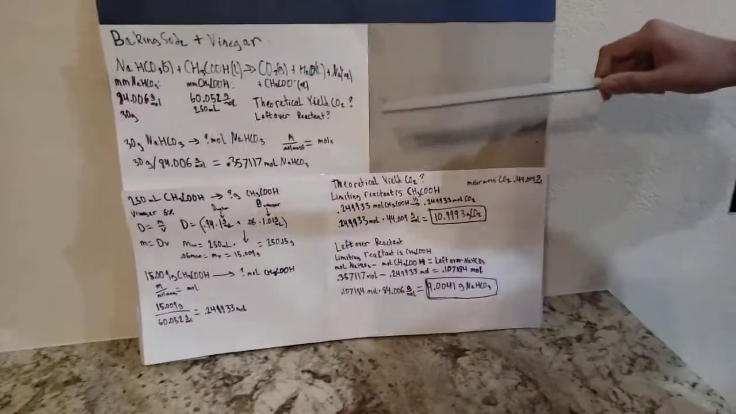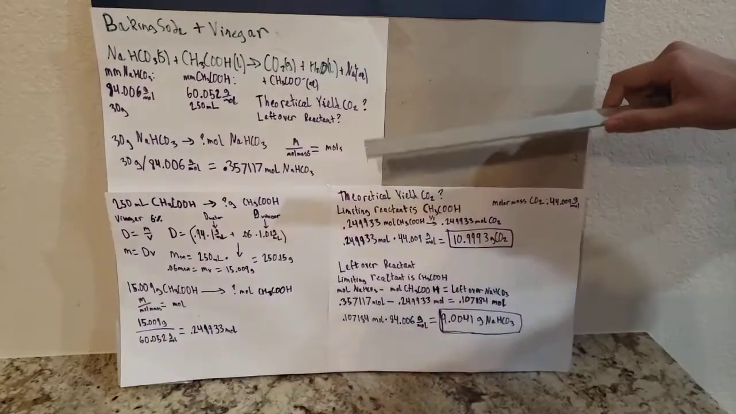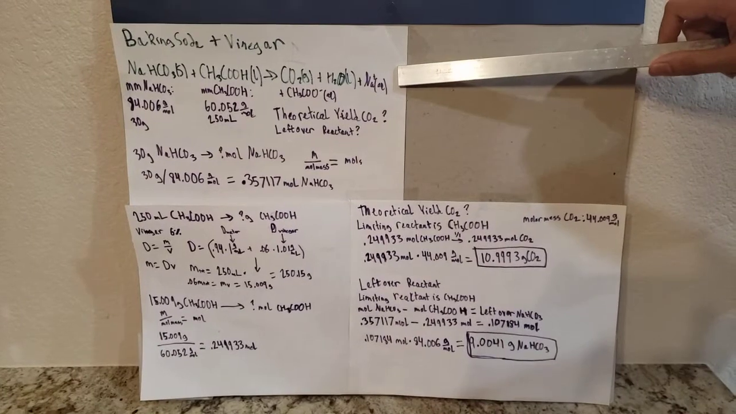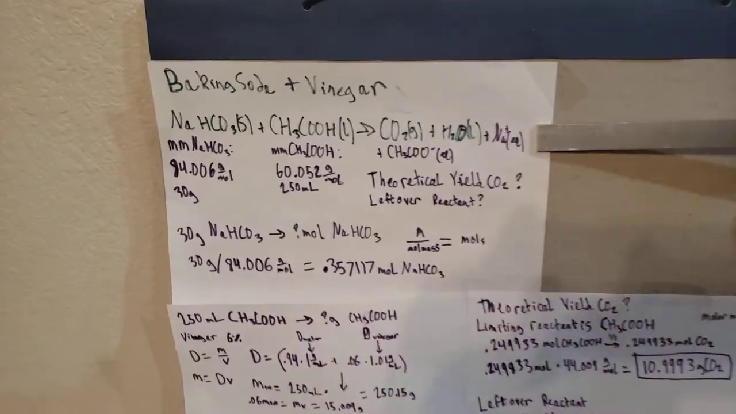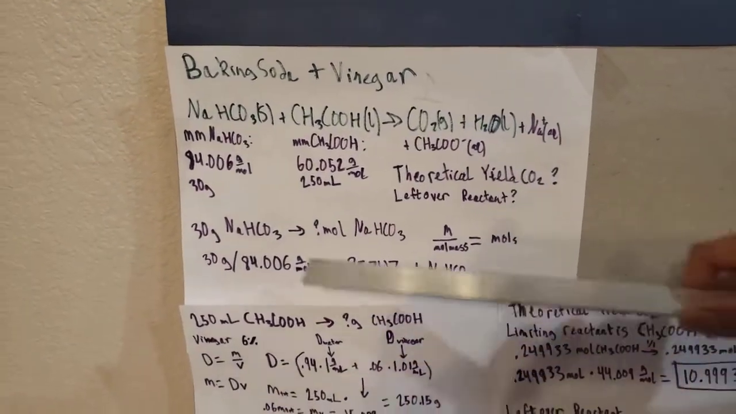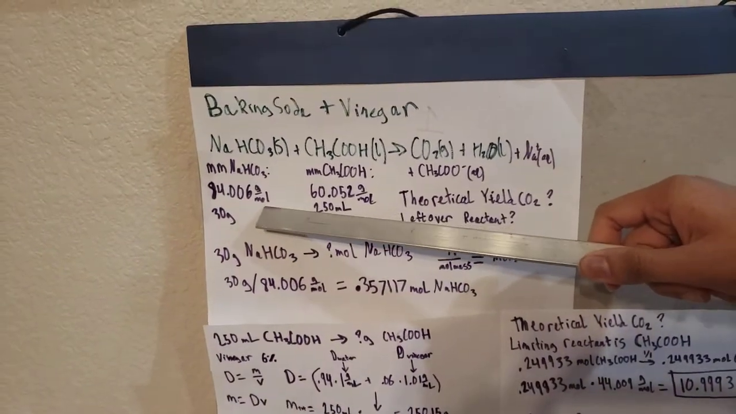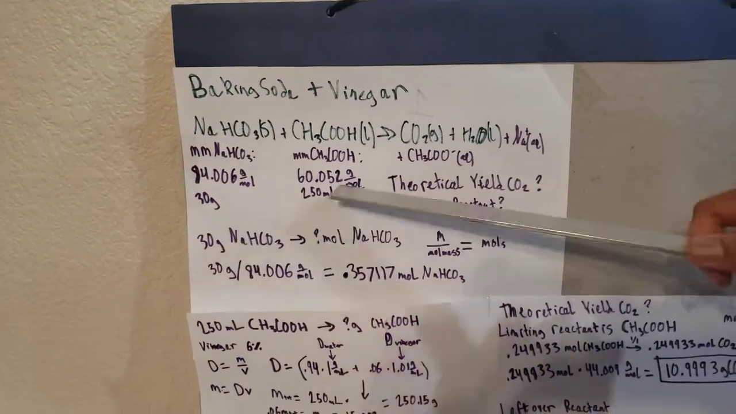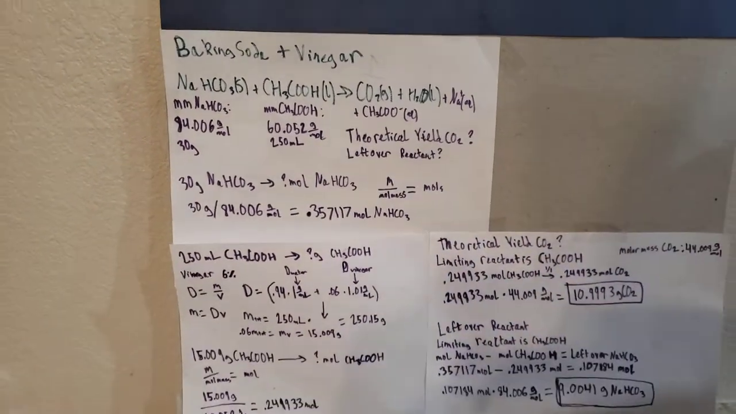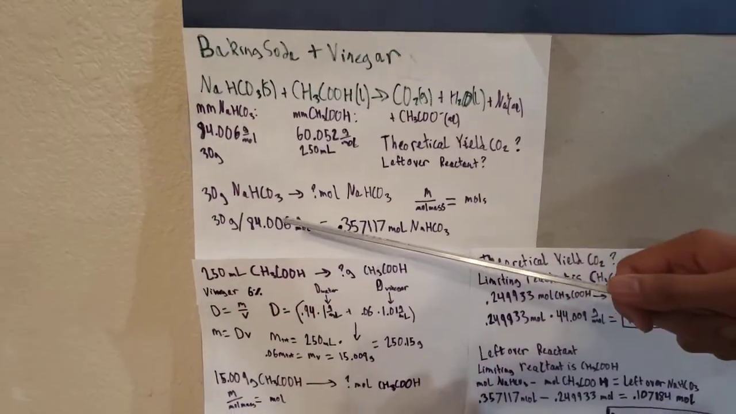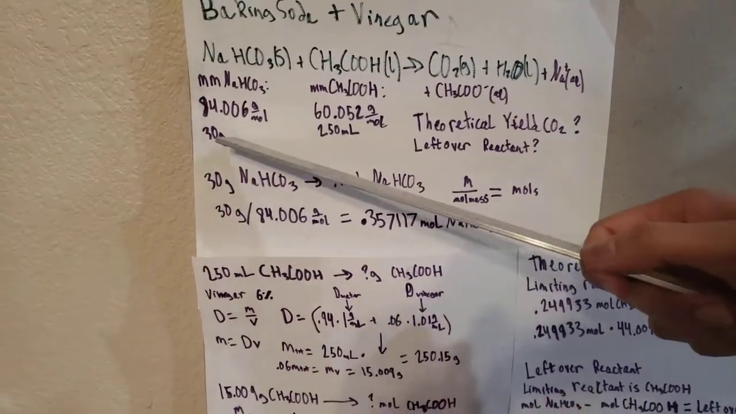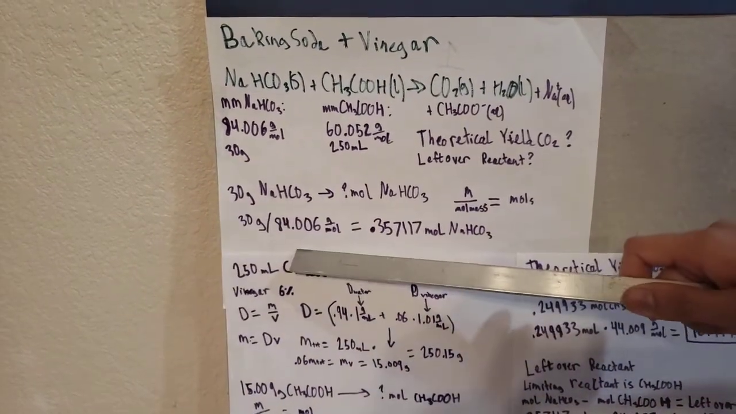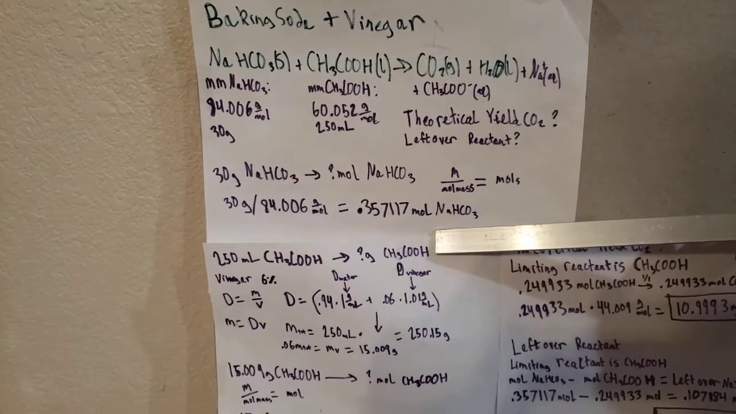The first thing we want to calculate is the theoretical yield and then the amount of leftover reactant. So I have to find out the chemical equation, which is this. I also calculated the molar masses of the baking soda and the vinegar, as well as how much we have in it. So the first thing we have to find out is the number of moles of the baking soda that there is. We started with 30, so we divide by the molar mass to get the number of moles.